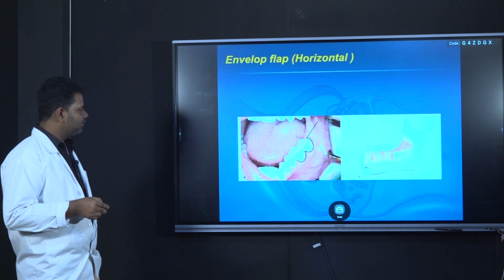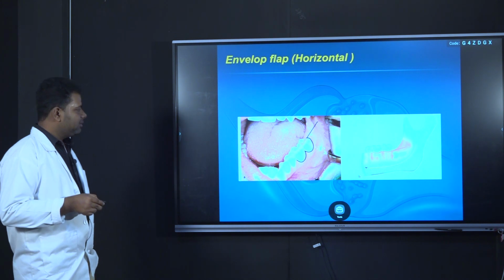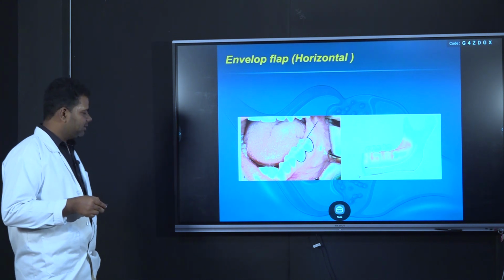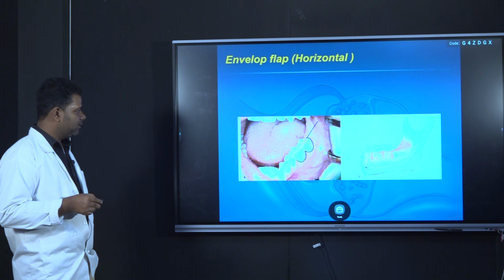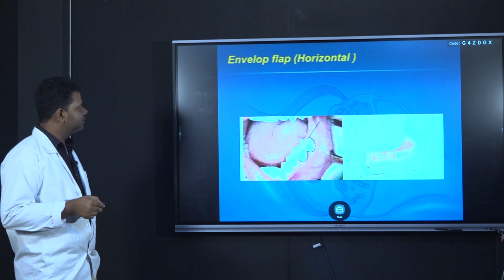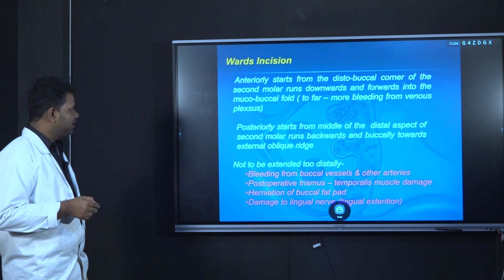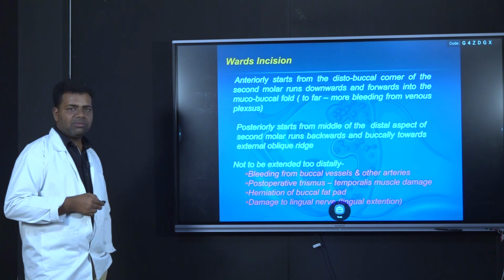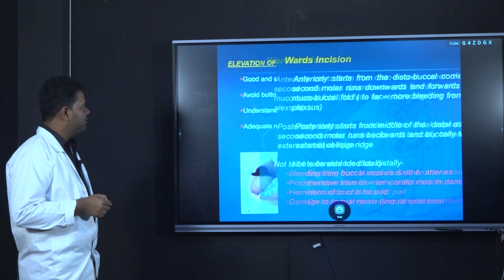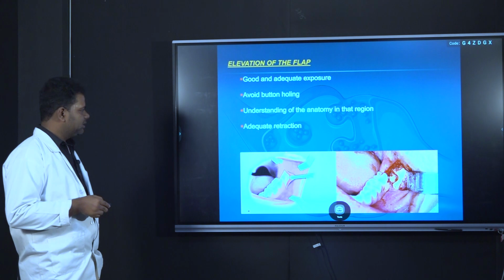And also here envelope flap is considered, so the incision starts from around the CEJ of the first molar, second molar, and proceeds towards the external oblique ridge. And in Ward's incision, a modified Ward starts from the first molar and Ward's incision starts from the second molar. And the elevation of the flap is the next step.